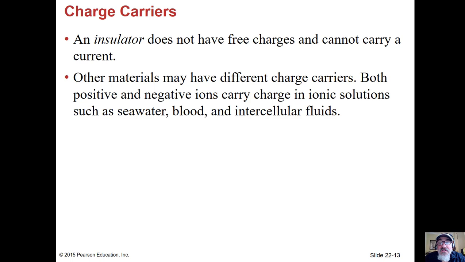Other materials may have different charge carriers. Both positive and negative ions carry charge in solution. So you could have positive and negative ions if you have a solution, and then moving charge, that's what really makes up a current. Seawater, blood, intercellular fluids. Okay?